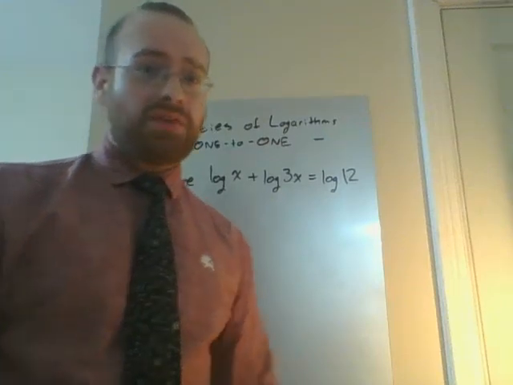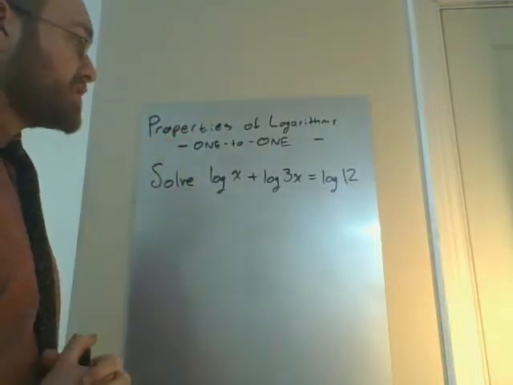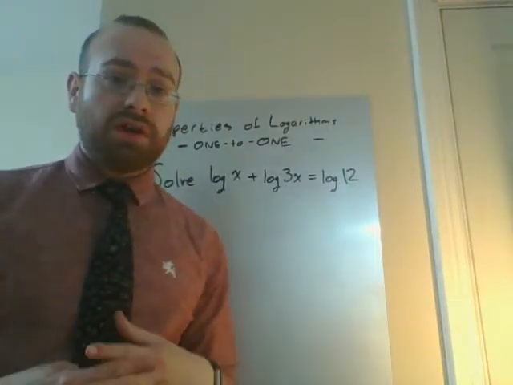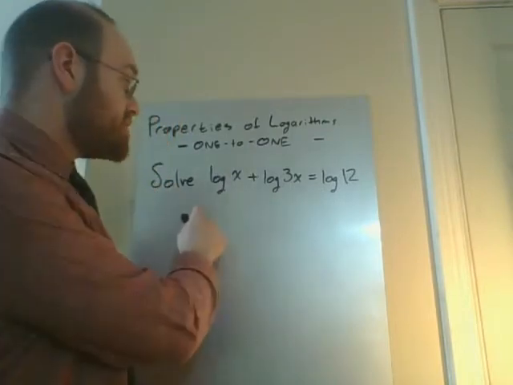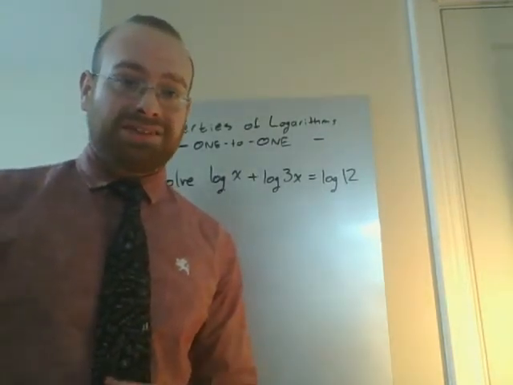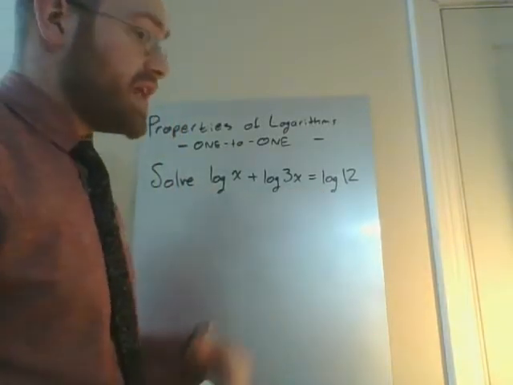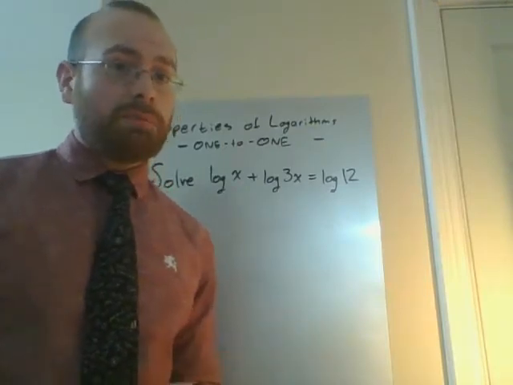For our last video reviewing the properties of logarithms, we're going to look at the one-to-one property. This is what allows us to solve logarithmic equations that have logarithms on both sides by finding a common base and canceling. Now you might be tempted to say, all three of these have the logarithm in front, we can just cancel, but we can't.